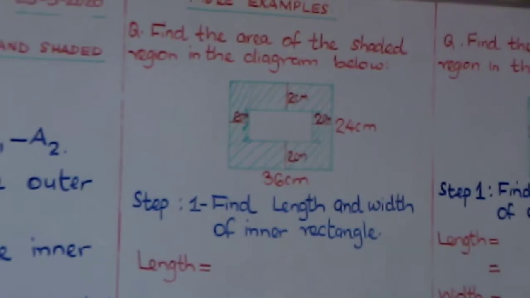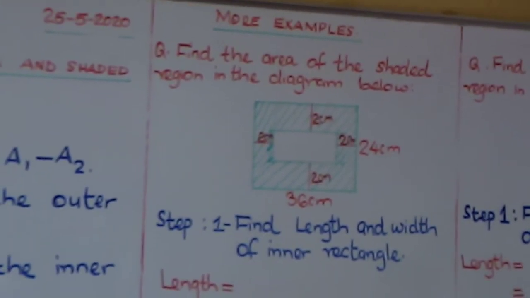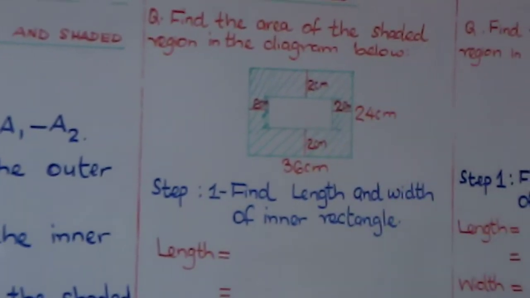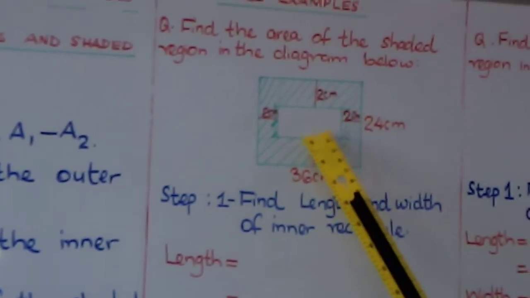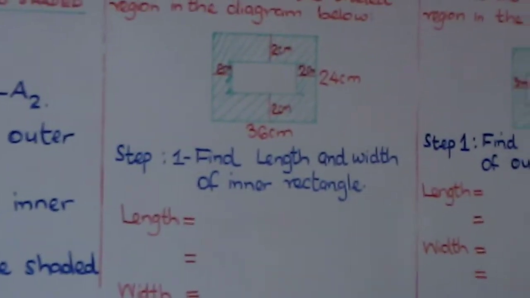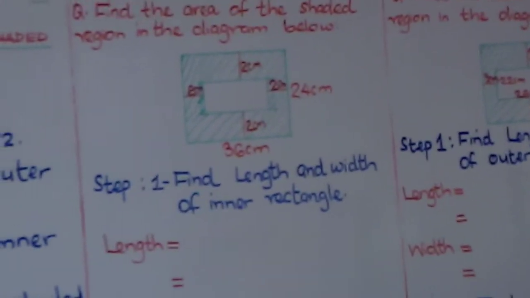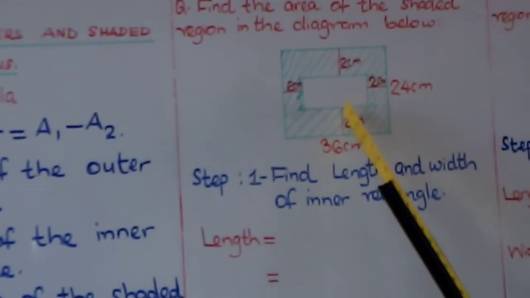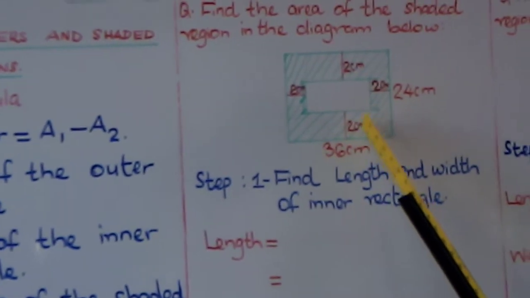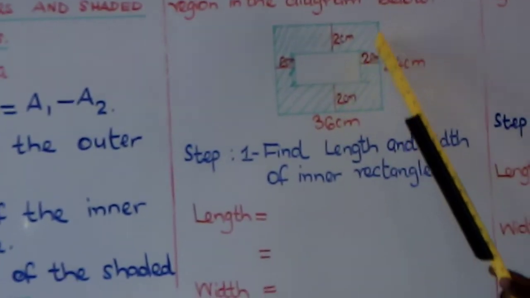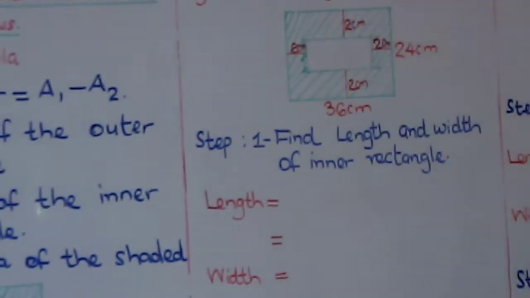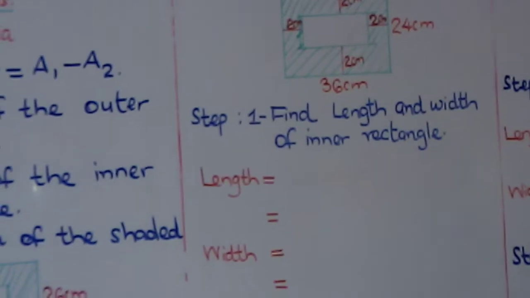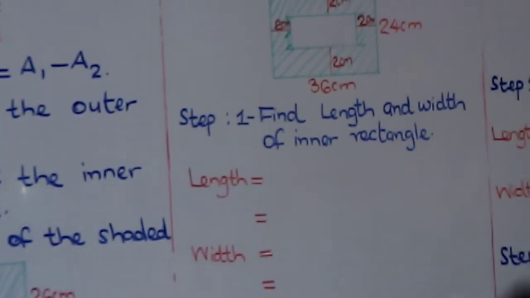This is the diagram. You can see how it is labeled. We have the length of the outside and the width of the outside rectangle. But we don't have the length and the width of the inside or the inner rectangle. That's what is given. What else is given? We are given the margin 2 centimeters, 2 centimeters, 2 centimeters, and 2 centimeters, all around. It is uniform. And so, we would like to find the area of the shaded.